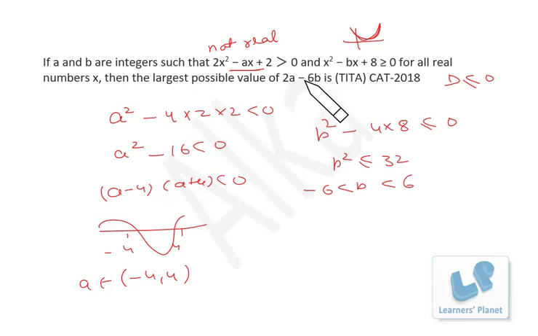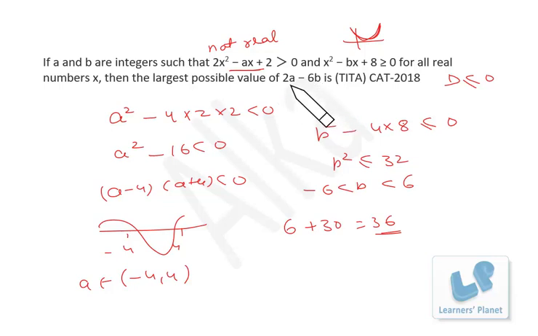Now since we want 2a minus 6b to be the largest, for 2a, for a we can take the maximum value, that is 3, because minus 4 and 4 both of them are not included. So here it is 6. And for b we can take the maximum possible value, that is 5, because minus 5, the minimum possible value is minus 5. So minus 5 into minus 6, that will give us 30.